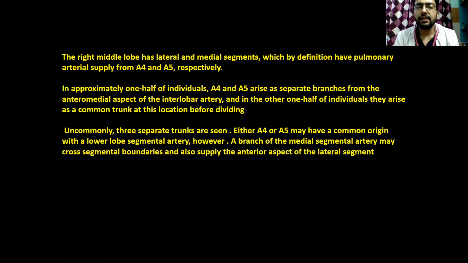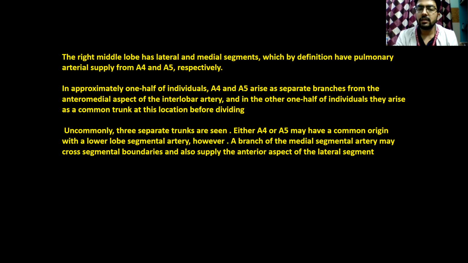The right middle lobe has lateral and medial segments, which by definition have pulmonary arterial supply from A4 and A5 respectively. In approximately one half of individuals, A4 and A5 arise as separate branches from the intermediate aspect of the interlobar artery, and in the other half of individuals, they arise as a common trunk at this location before dividing.